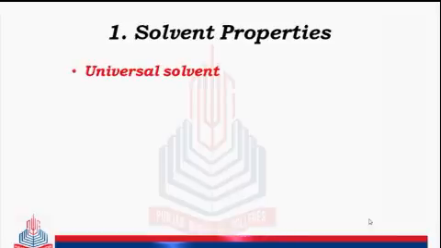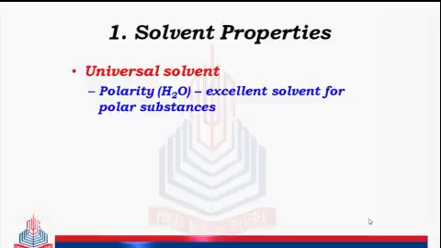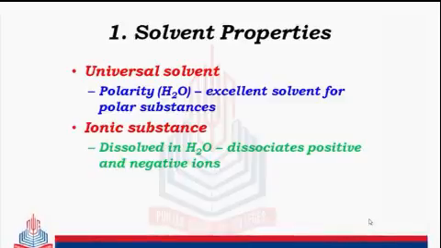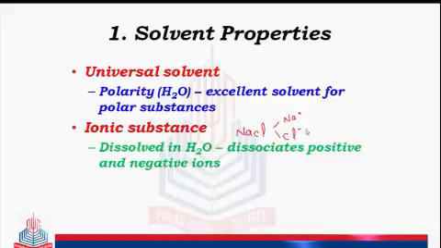Its polarity, that is the charge on its hydrogen and oxygen, makes it an excellent solvent for polar substances, because whenever polar substances are dissolved in water, they dissociate into their ions. Ionic substances, when they dissolve in water, dissociate into positive and negative ions, just like NaCl. They would dissociate into Na plus and Cl minus ions whenever they are dissolved in water, and that's why they are soluble in water.